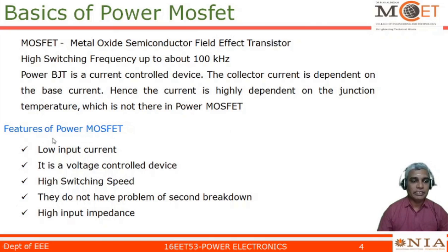The features of Power MOSFET are that the input current is very low and it is a voltage controlled device, whereas Power BJT is a current controlled device. The switching speed is very high in the case of Power MOSFET. And as I told you, the secondary breakdown problem does not exist in Power MOSFET. The input impedance is very high, because of which the input current is very low. So these are all the features of Power MOSFET which make this device attractive in certain applications.